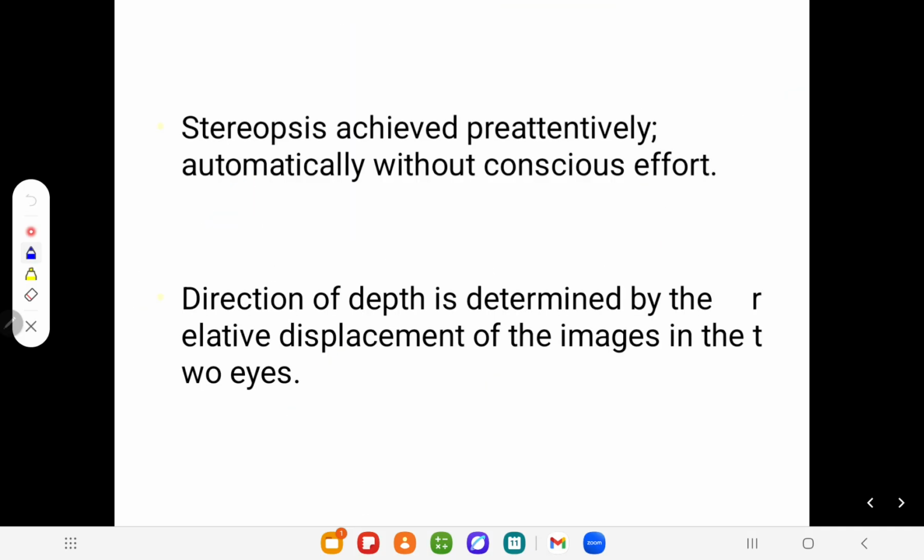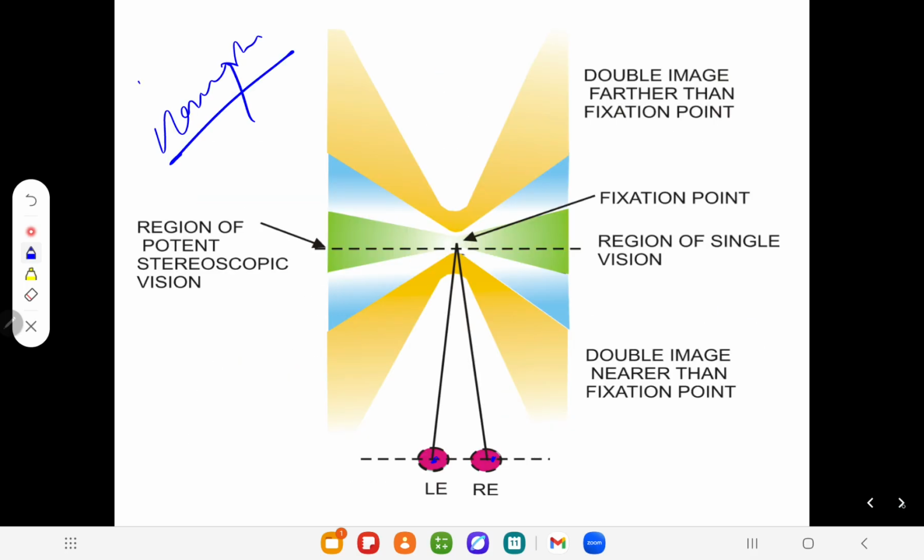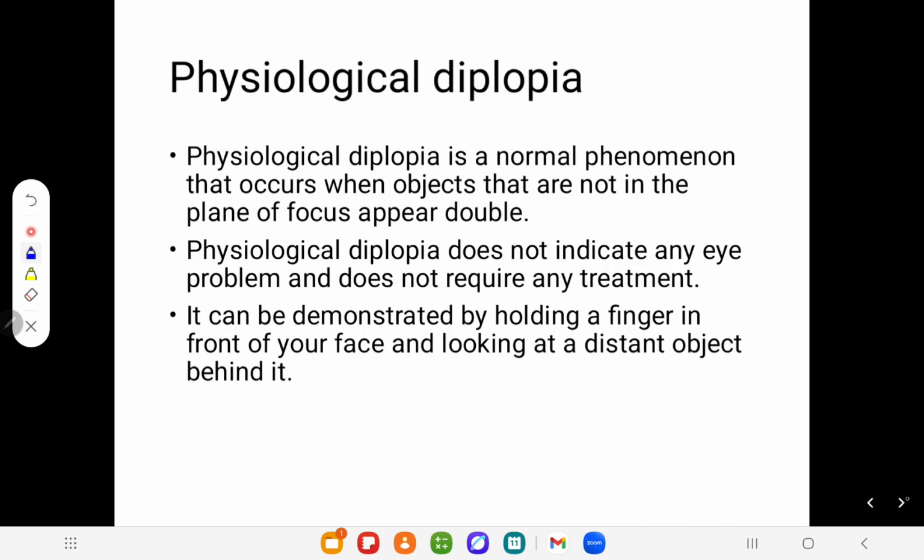Stereopsis is pre-attentive, automatic, without conscious effort. Direct depth is determined by the displacement of images. Okay, just leave it. Horopter with Müller circle, just leave it.